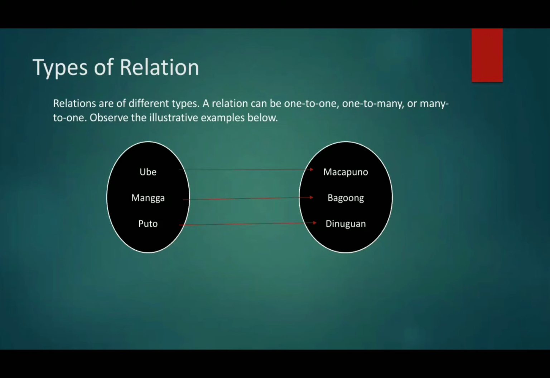So there are types of relation. Relations are of different types. A relation can be one-to-one, one-to-many, or many-to-one. Observe the illustrative examples below.